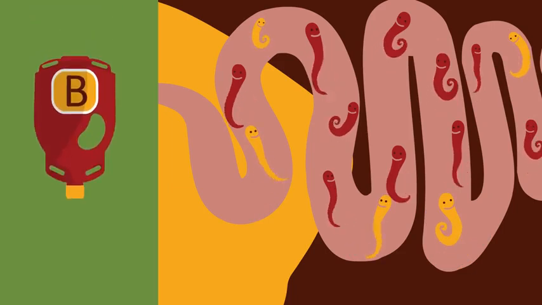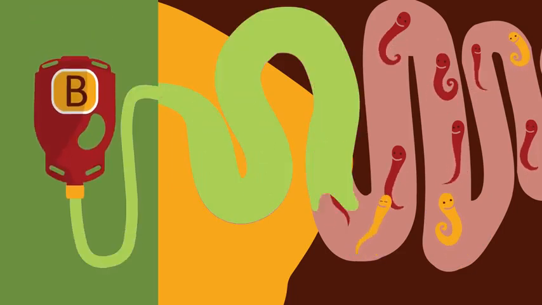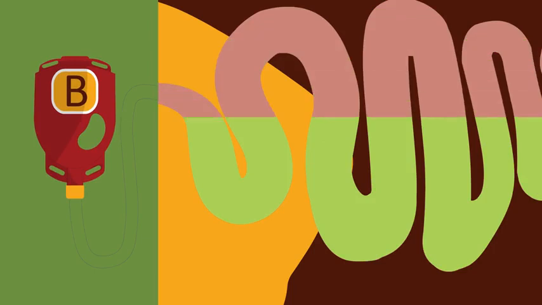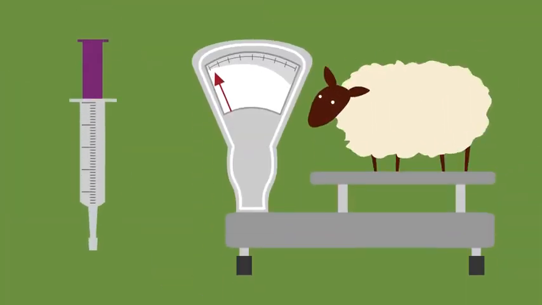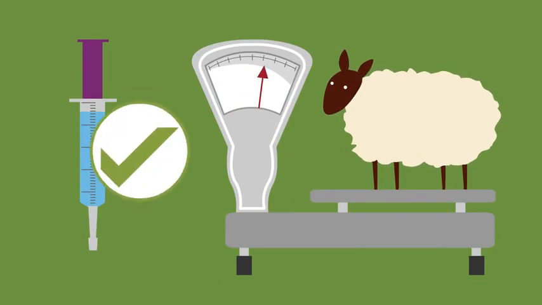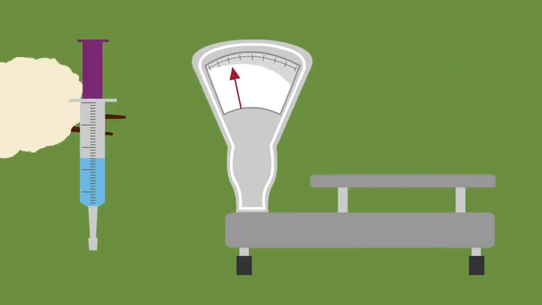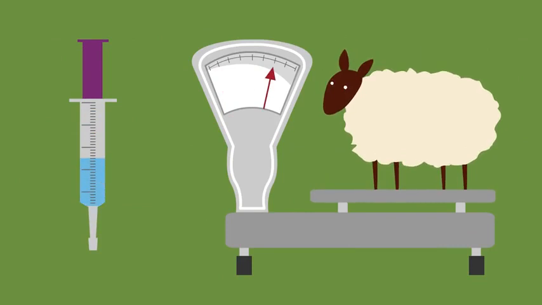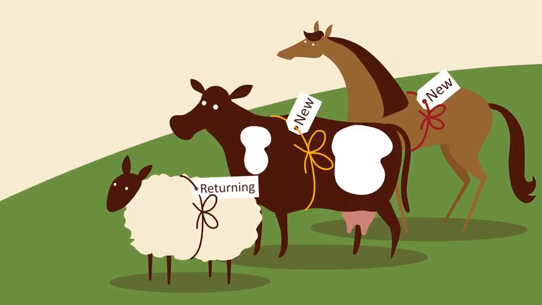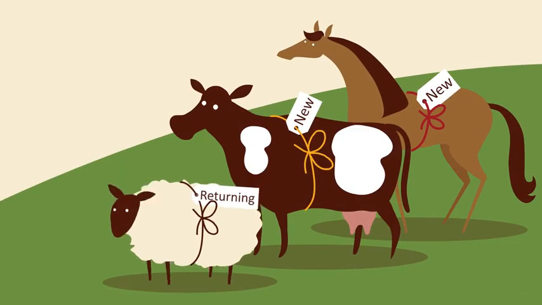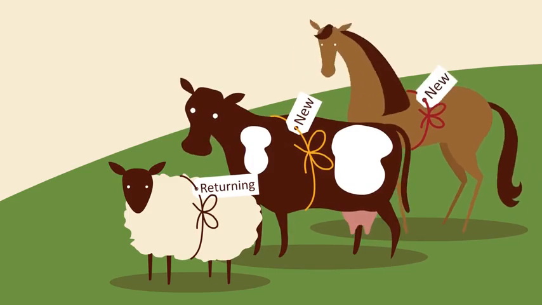However, resistance to each anthelmintic is developed separately. Worms resistant to one anthelmintic will not necessarily be resistant to all of them. Underdosing is another factor that promotes the selection of resistance. Don't forget that when you introduce new or returning animals to your premises, they may be carrying resistant worms, which will contaminate your pasture.